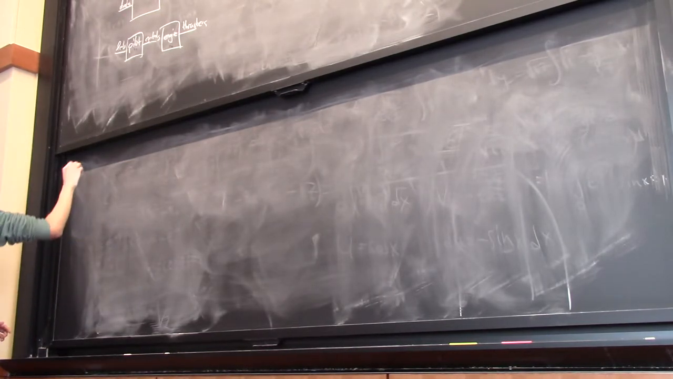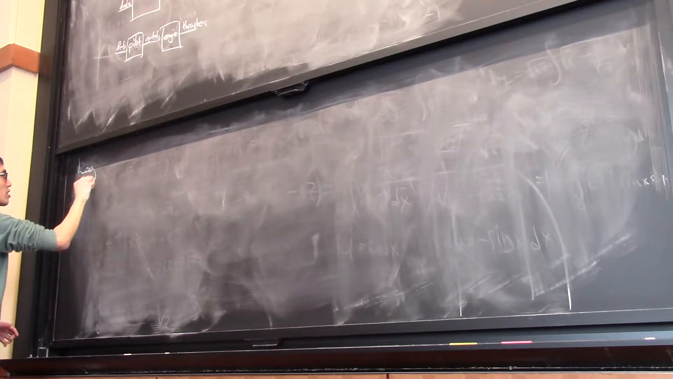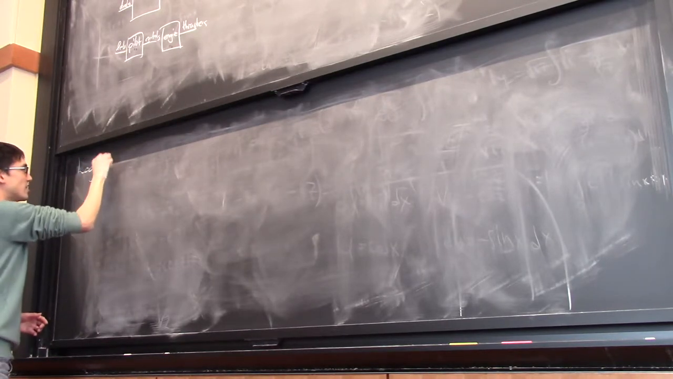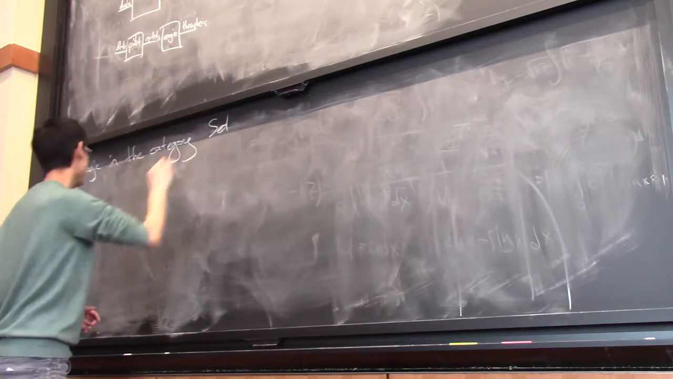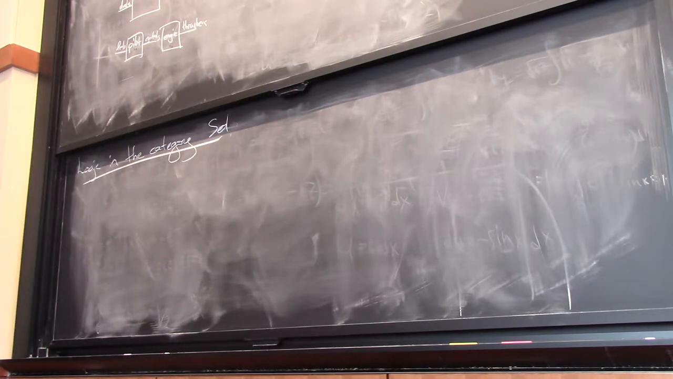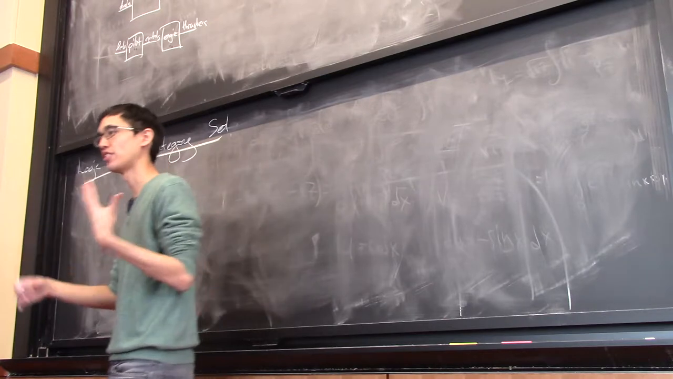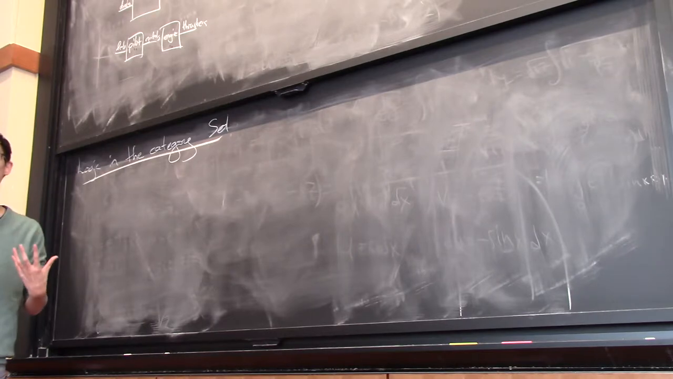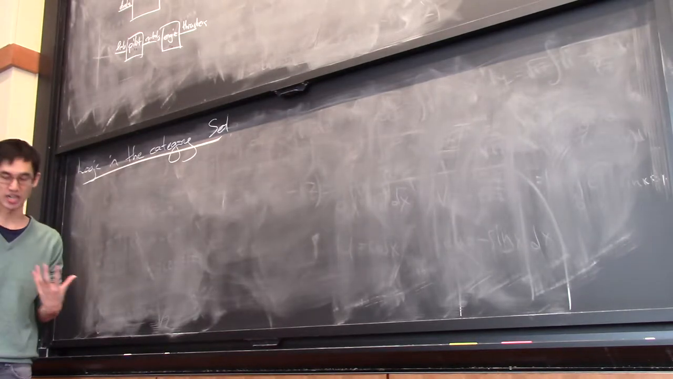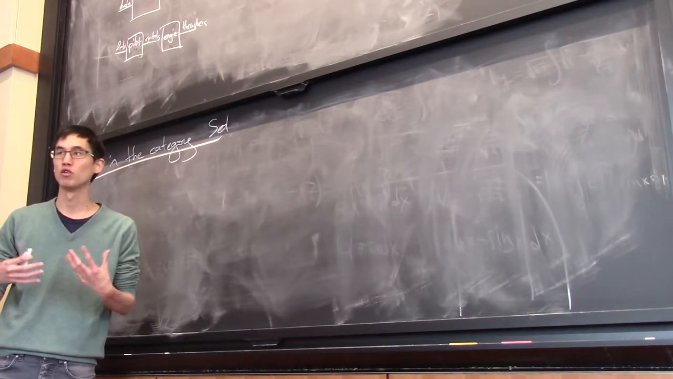Okay, so let's call this logic in the category Set. So let me just start by telling you some properties that the category Set has. And the reason I want to tell you about these properties is that we'll next see that these properties are useful for understanding logic in the category Set, and then we will use those properties as guiding principles for what a topos should be.